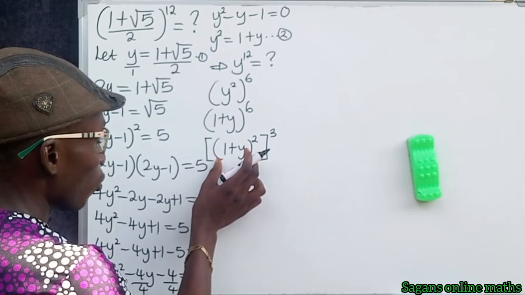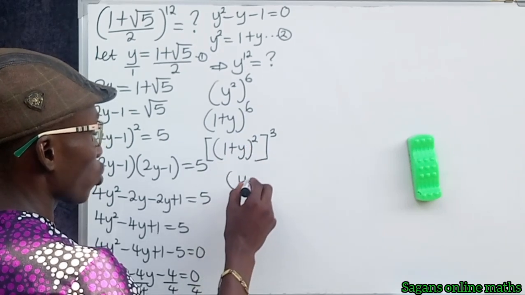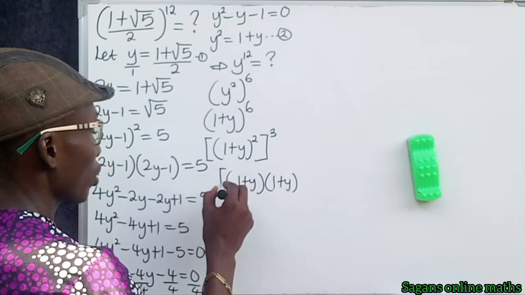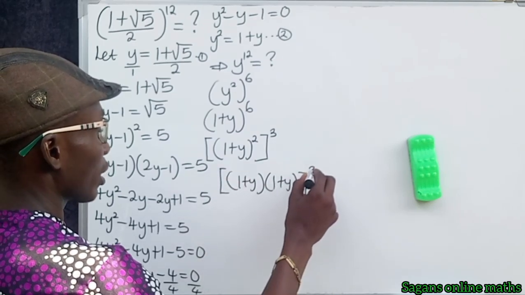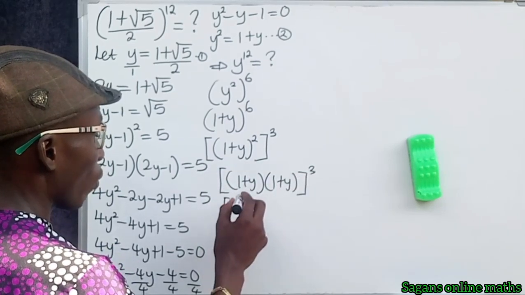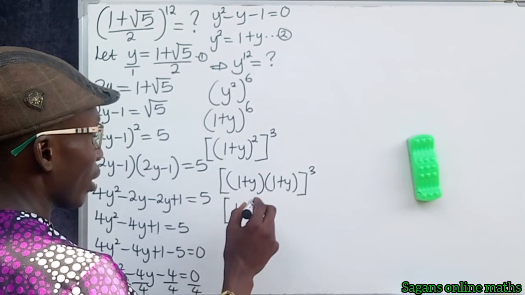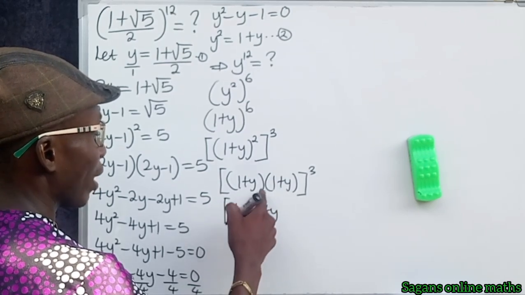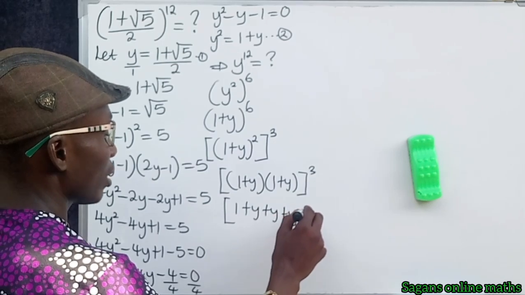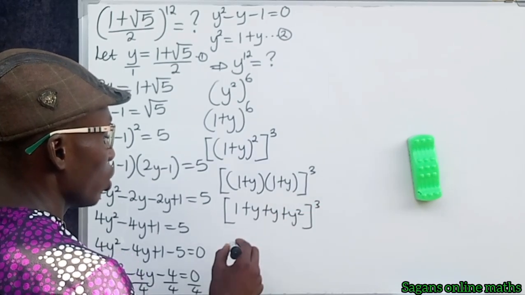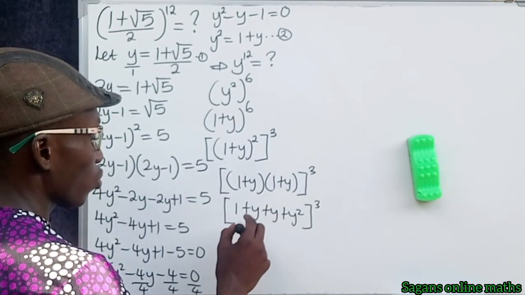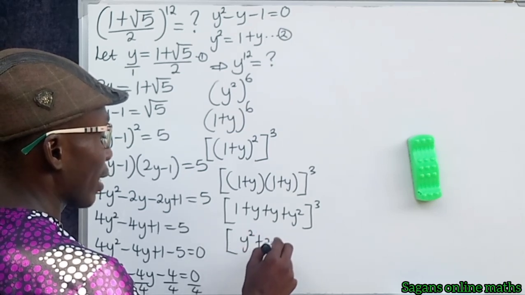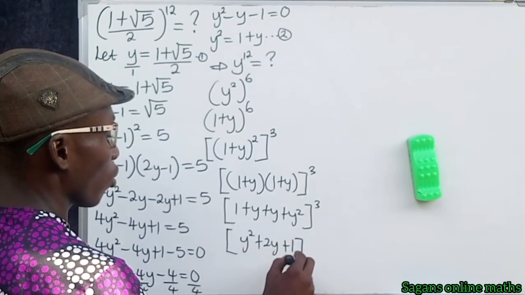Now we are going to open this as (1 + y) times (1 + y), and we put it in a bracket to the power of 3. So 1 times 1 gives us 1, 1 times y gives us y, y times 1 gives us y, and y times y gives us y², all to the power of 3. By collecting like terms, this will give us (y² + 2y + 1) to the power of 3.